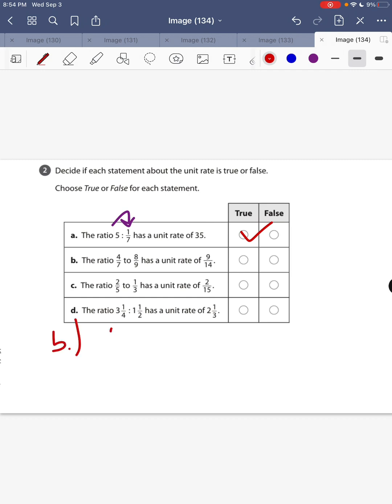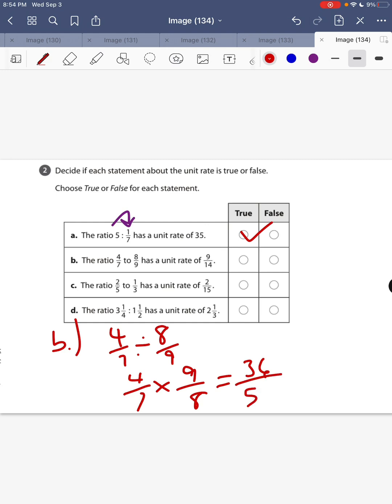So on part B, we're doing 4/7 and we're dividing by 8/9. You're going to keep, you're going to change, and you're going to flip. Now you multiply, apply across. 4 times 9 is 36. 7 times 8 is 56. Okay. Is that the same as 9/14? Well, we have to actually do a little bit of reducing.